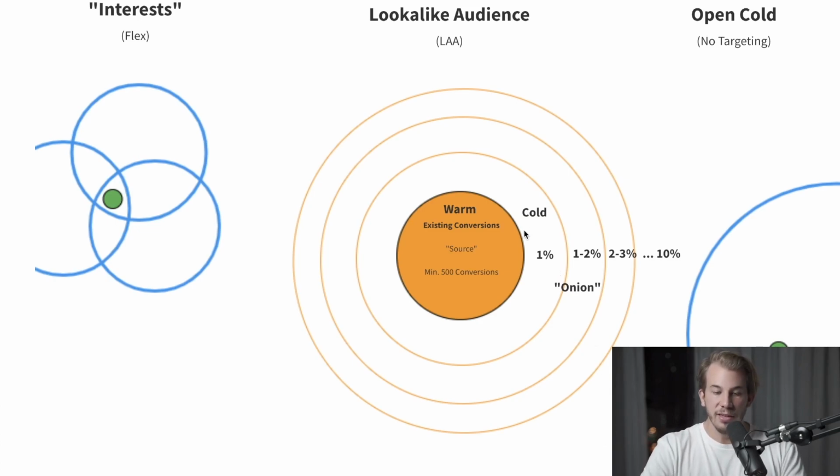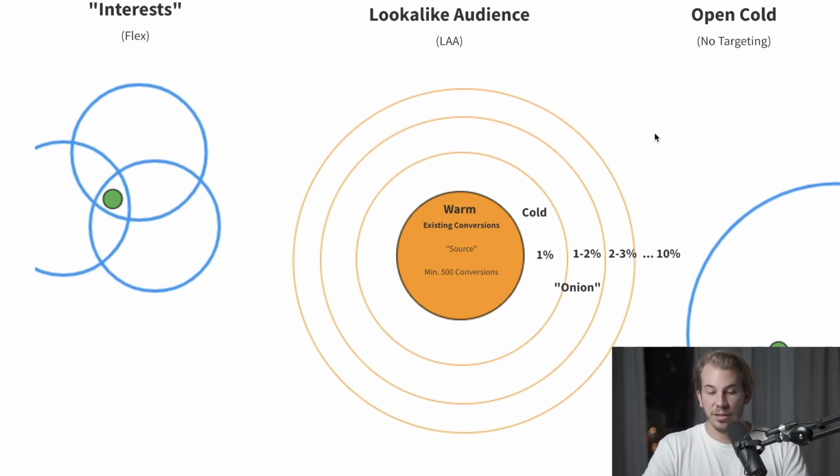So I don't only target the 1% lookalike, I might target the 1%, the 2%, and the 3% lookalike in the same campaign. Then I have almost 1 million in potential reach in that audience size, and that makes for a better performance. It gives more room.